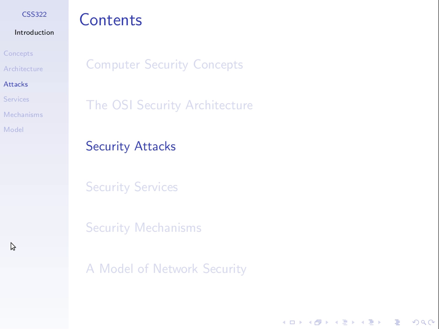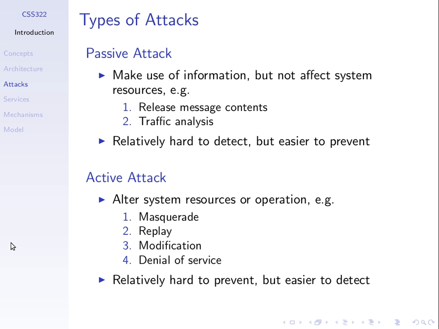Let's go through each of those in some more depth. Starting with attacks. Let's classify the types of attacks on a system into 2 types: passive and active.